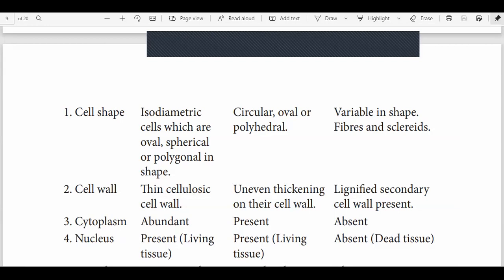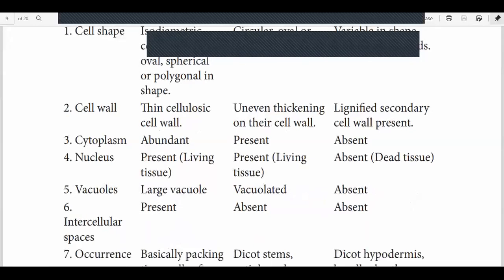Okay, cytoplasm is abundant in this one, present in this one, absent in this one. And we can say the nucleus is present because these are living tissue. Here these are also living tissue, so there is a nucleus present, but here they are dead tissue, so there is no nucleus present.